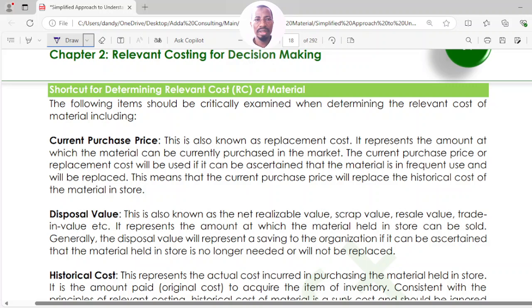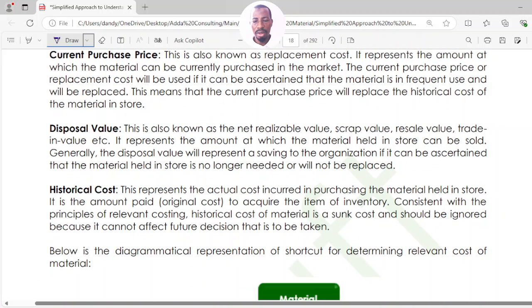The last one is historical cost. The historical cost is also known as sunk cost, or past cost. It represents the actual cost incurred in purchasing the material held in store. You know, the original price, the original cost the company incurred in purchasing the item of material held in store is what is known as historical cost. This cost has already been incurred previously, some years ago. In that case, the historical cost will represent the original amount spent to acquire the item of inventory held in store.